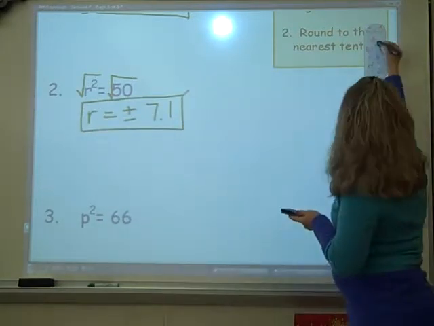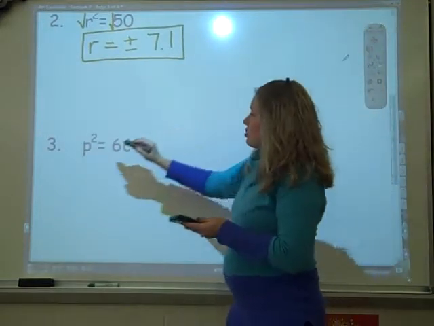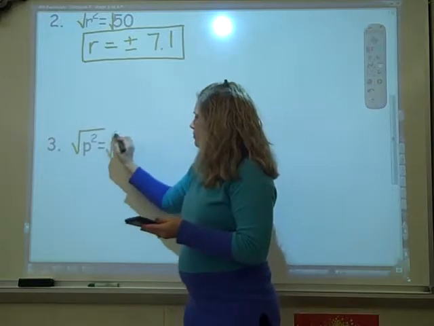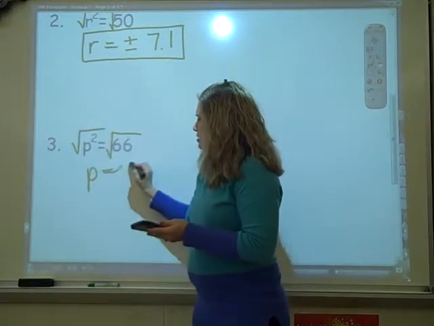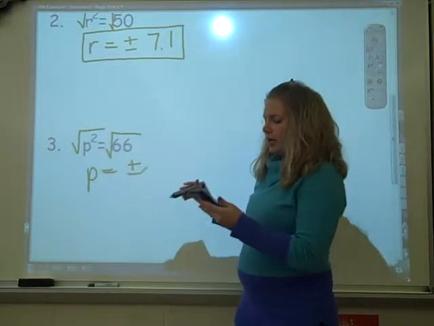And the last one, p squared equals 66. Take the square root. p equals both the positive and negative, and you get 8.1.